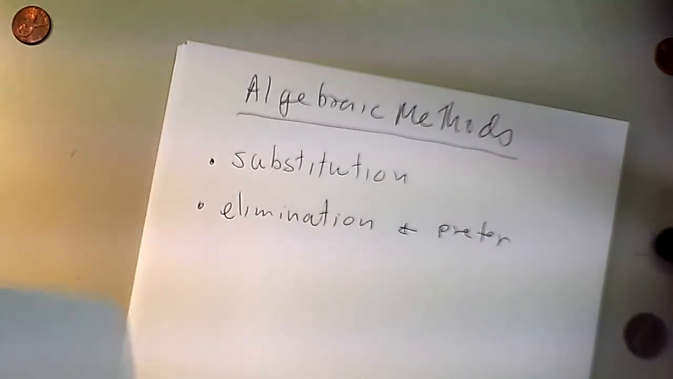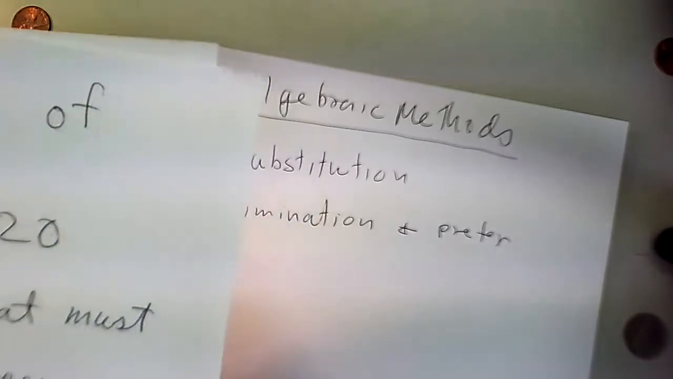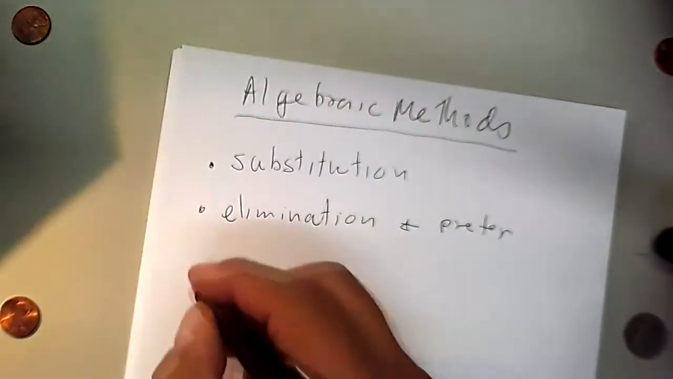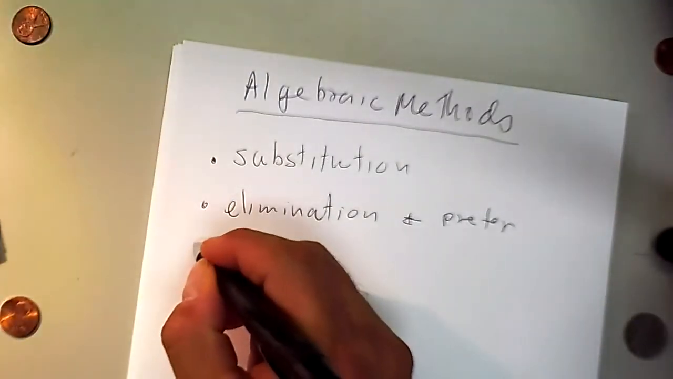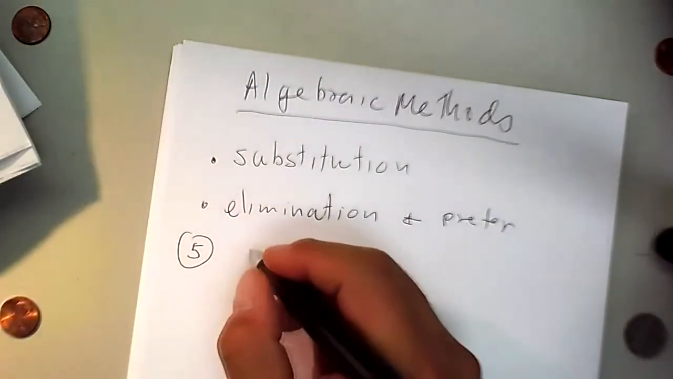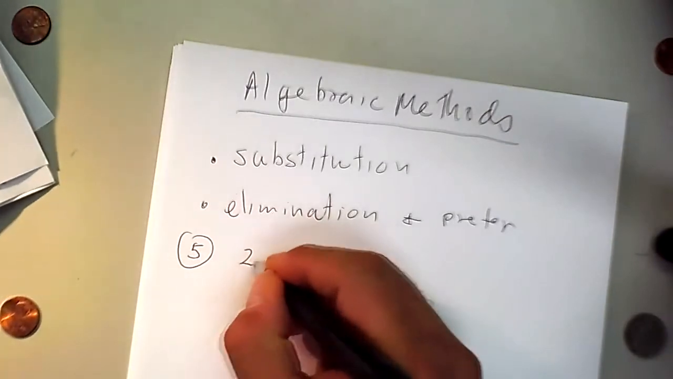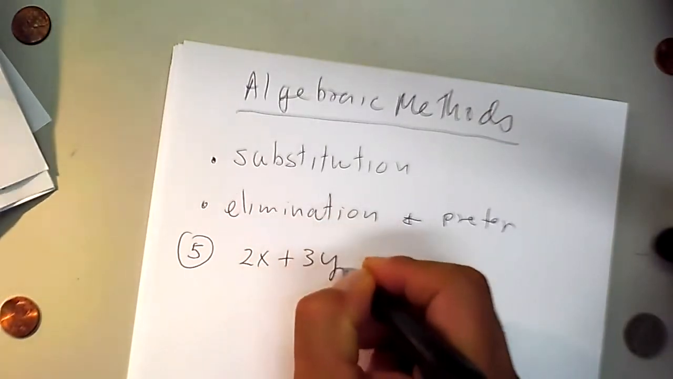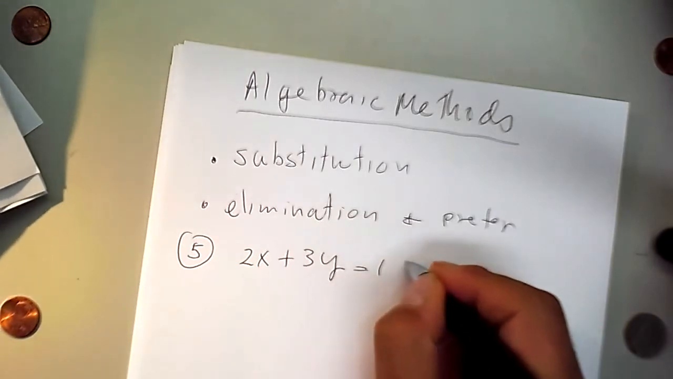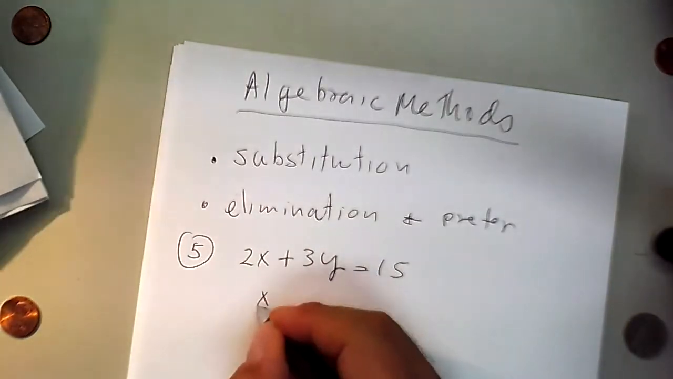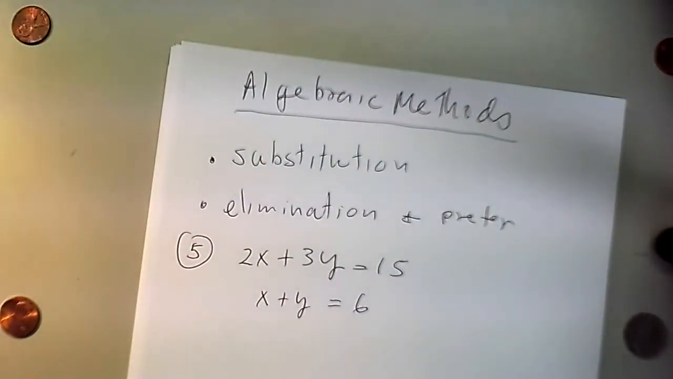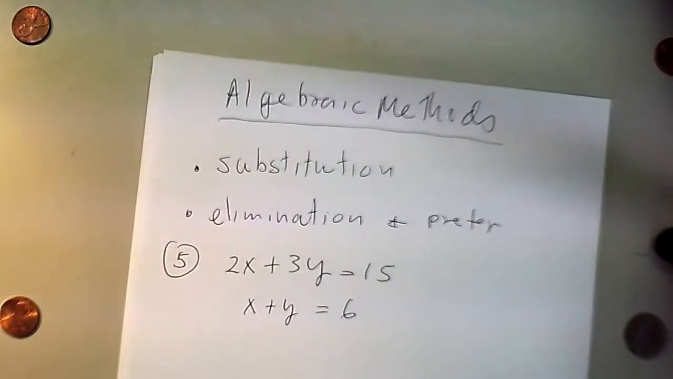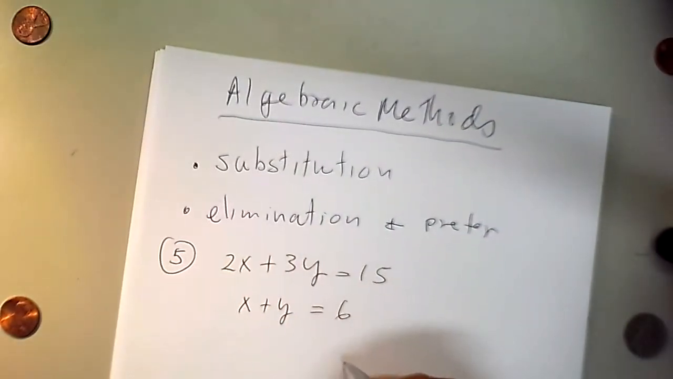Let's go back to the example we started with. Even though I'm using the same equations, I'm going to label this as example 5. So we have 2x plus 3y equals 15, and then x plus y equals 6. And we want to solve this system of equations.